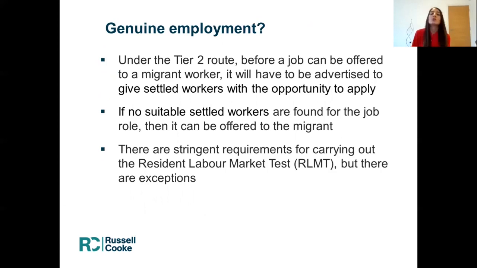Under the Tier 2 route, before the job can be offered to a migrant, it must be advertised to domestic or settled workers in order to give them the opportunity to apply. It's only if no settled workers are found that the job can be offered to the migrant. There are stringent requirements as to how the job can be advertised, and this is known as a resident labour market test, or RLMT. There are exceptions to this, which I'll go through in a little bit more detail.